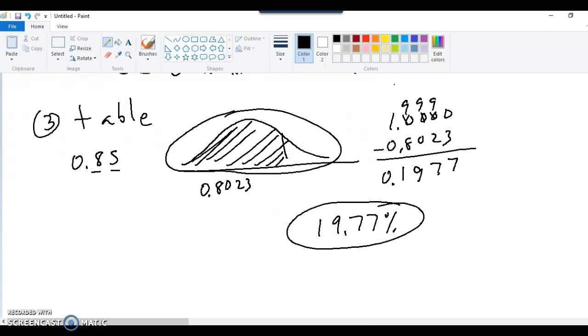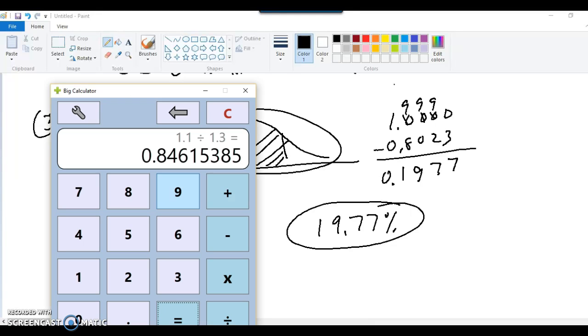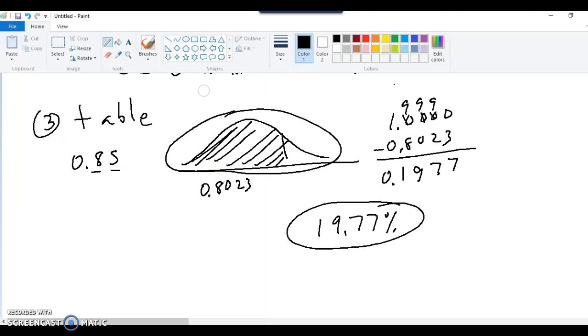A more precise z-score, if we go back to our calculator, was 0.846. So this number was rounded up a little tiny bit. So the true percentage is going to be a little bit different, but it's going to be close enough for doing our work. And that's it.